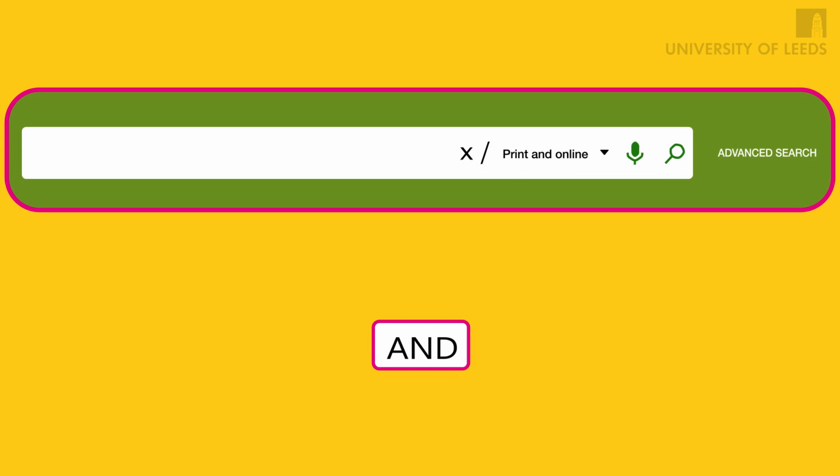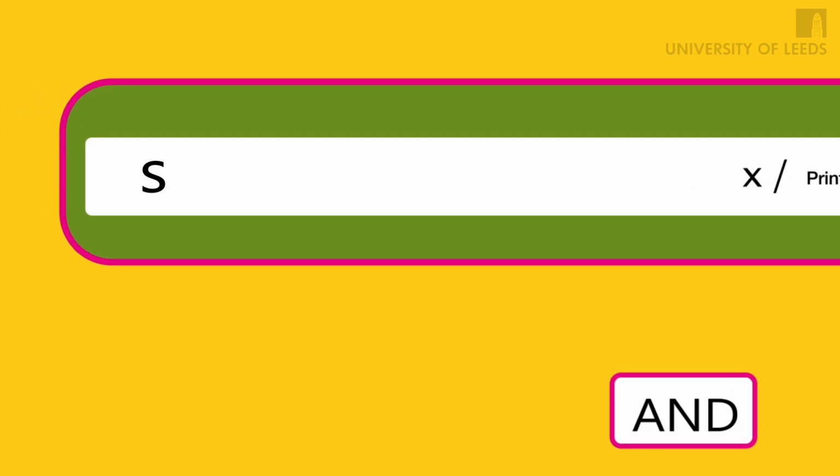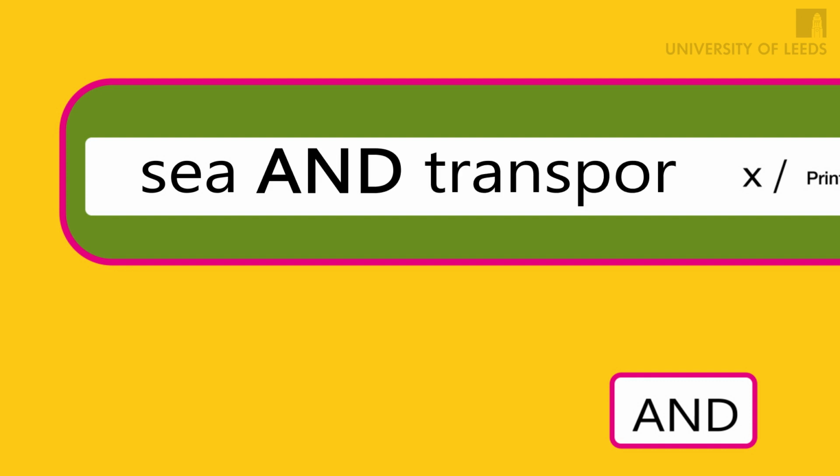We use AND to associate two different concepts or more. For example, sea AND transport will find sources that contain both words. How is this helpful? Well, it decreases the number of results, a valuable tool when trying to find your way through the immense amount of information now available electronically. It also increases your chances to find relevant sources.